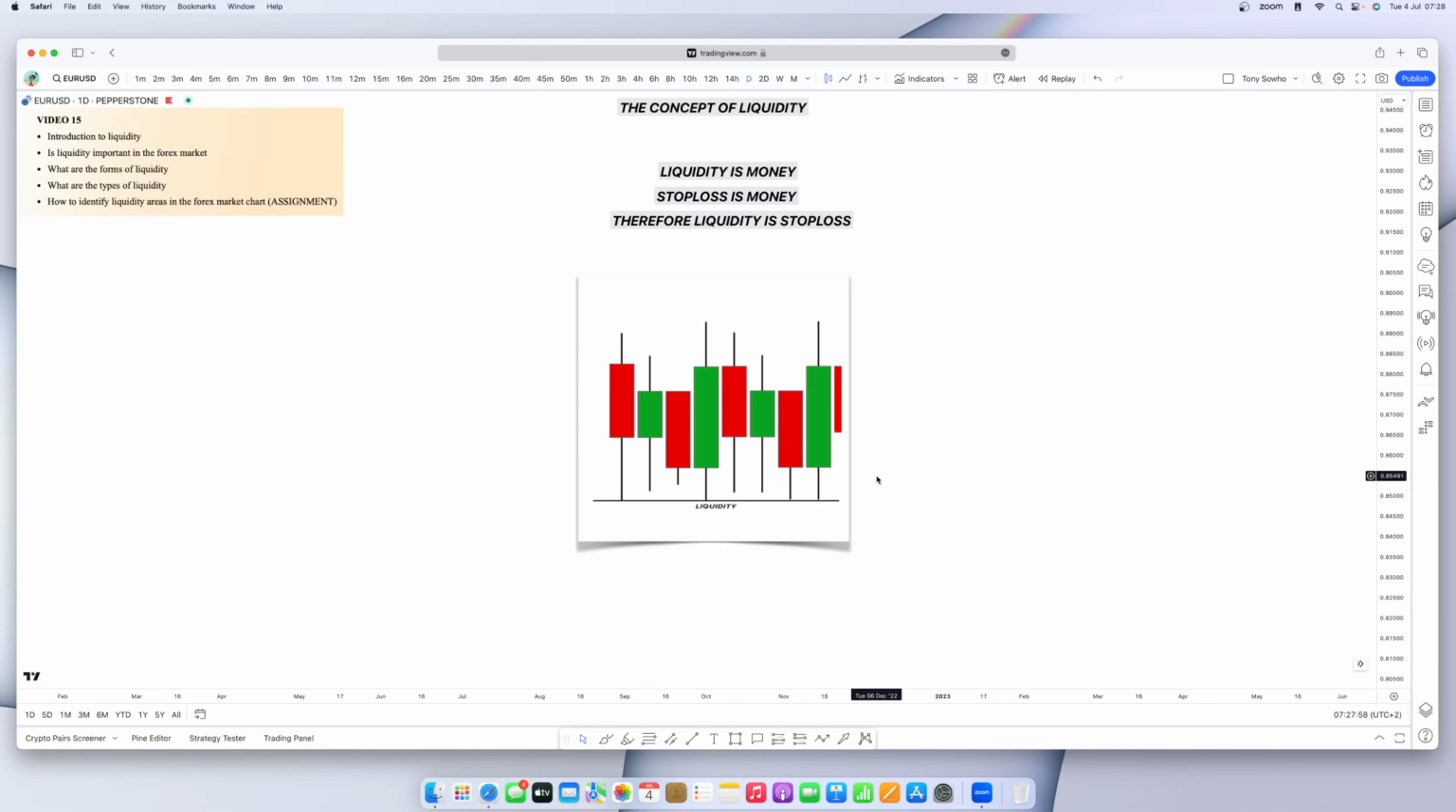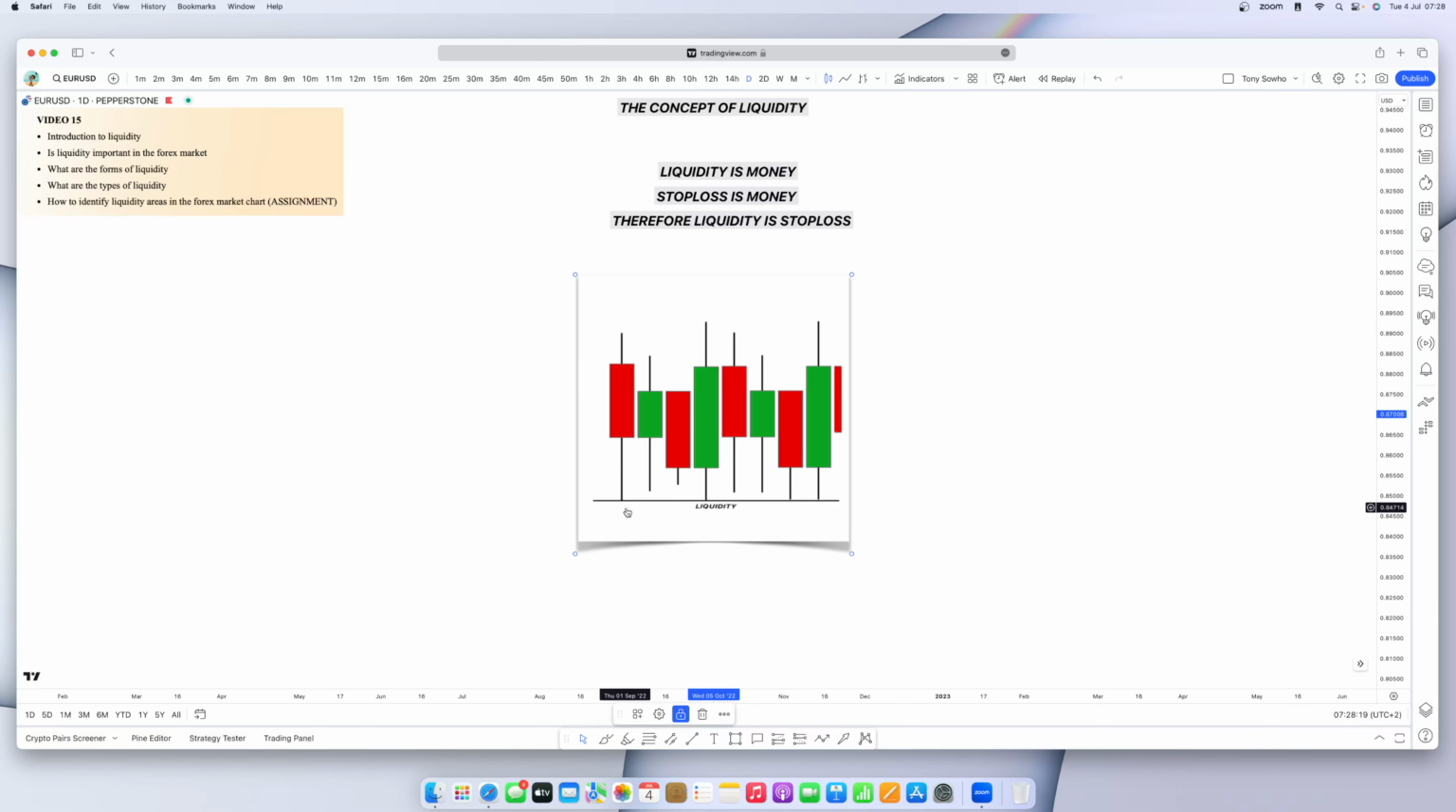Very, very important concept. Now, at the center of my screen, I'm sure you must have been wondering what this is. I've not spoken about this. This image you're seeing at the center of my screen is an example of how liquidity can look in a market.